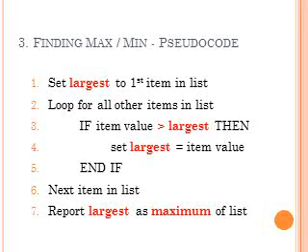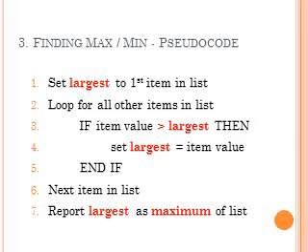Step 3, we compare the current element in the array to the value of largest, and we say that if the item value is greater than largest, then you set the variable largest to be the current value of the current element in the array. If it's not, then nothing happens, and step 5 just ends the if statement.